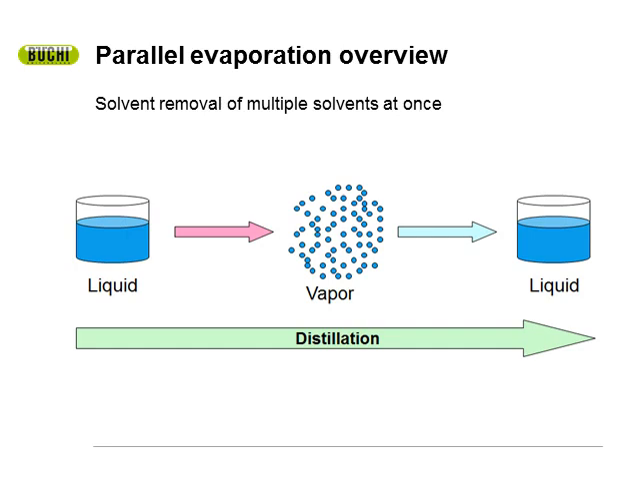evaporation process. Now, all parallel evaporation is, you're doing evaporation, but you're doing multiple samples at once. So you're evaporating samples in parallel, which is known as parallel evaporation.